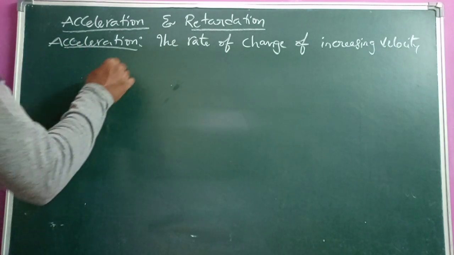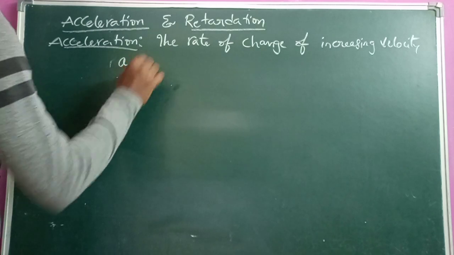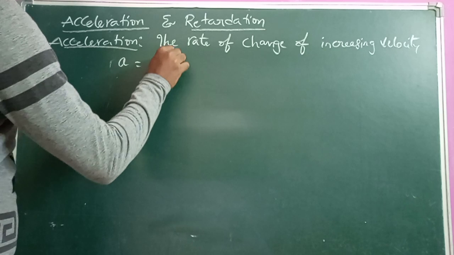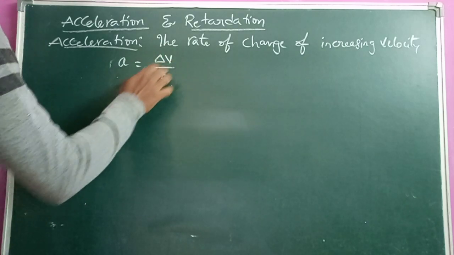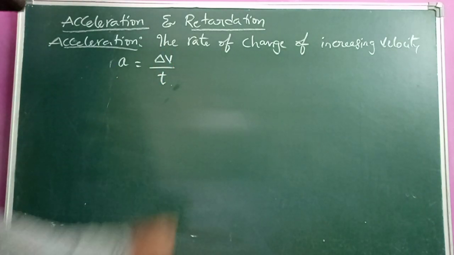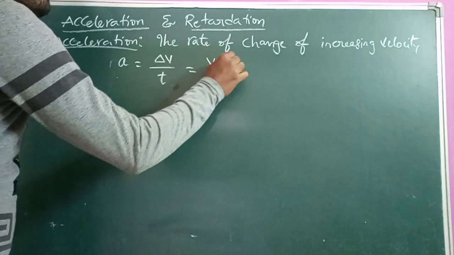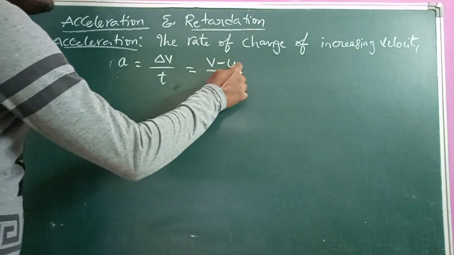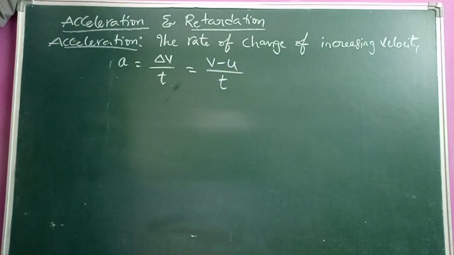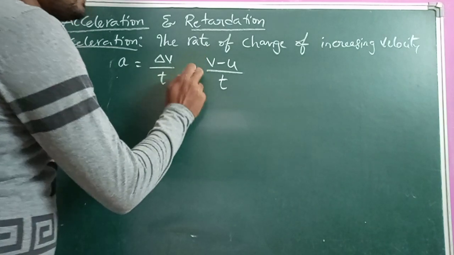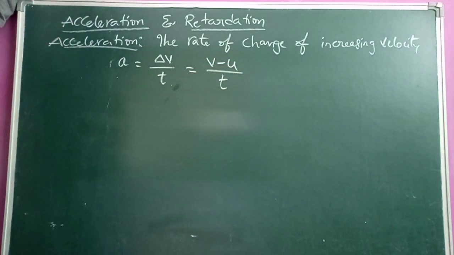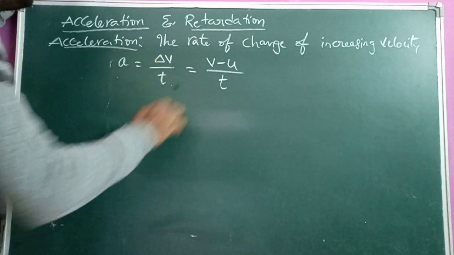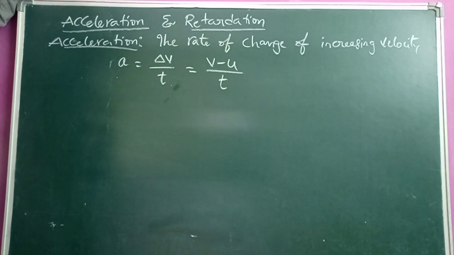So the symbol for acceleration is A. So A is nothing but the change of increase in velocity, delta V by time, the rate of change in velocity. This change in velocity is nothing but final velocity minus initial velocity, divided by time. Final velocity is denoted by V, initial velocity by U, and time by T. So A is equal to delta V by T, that means final velocity minus initial velocity by time.